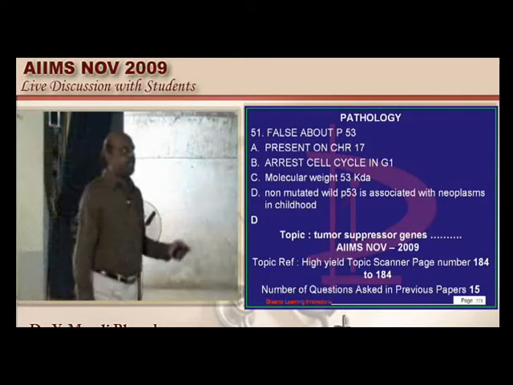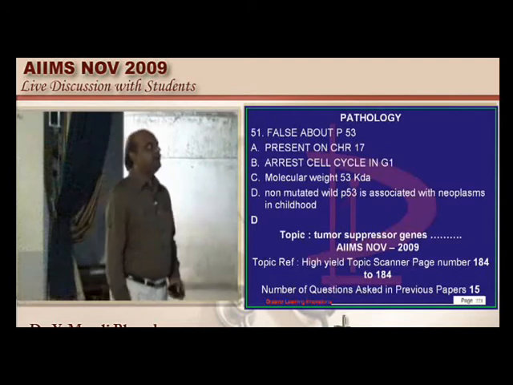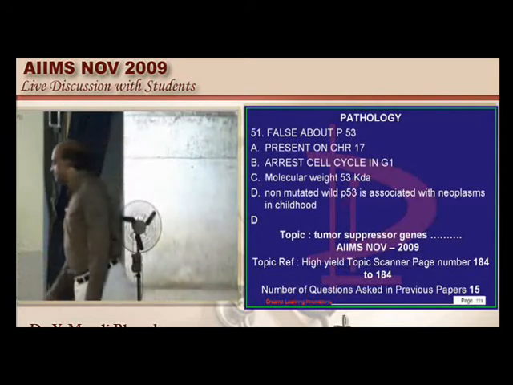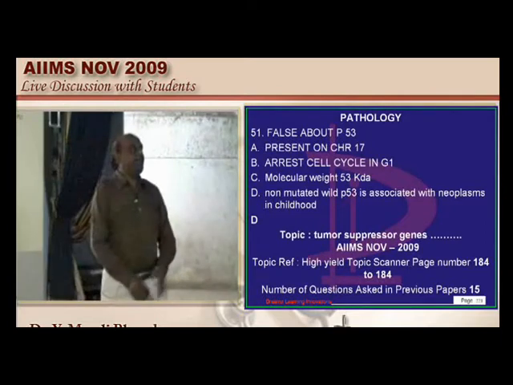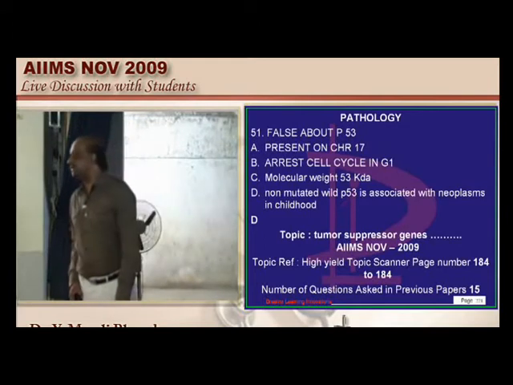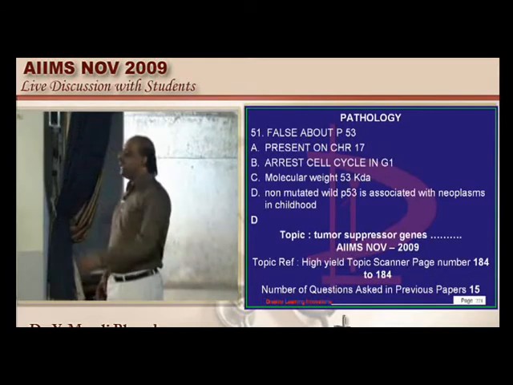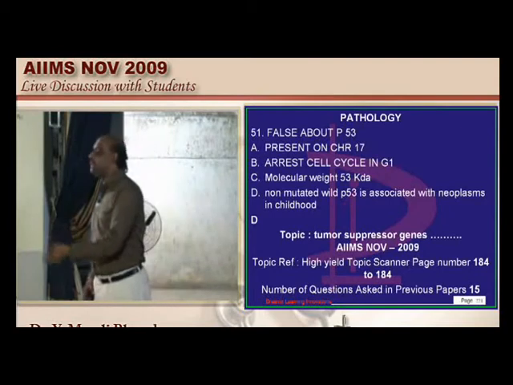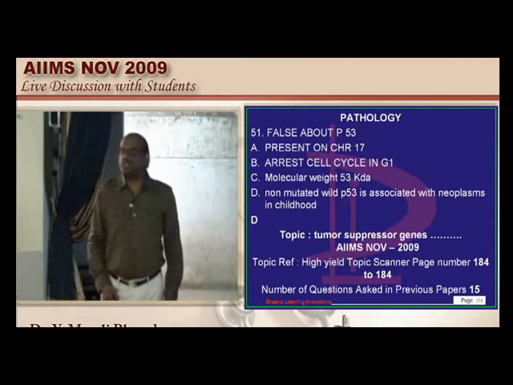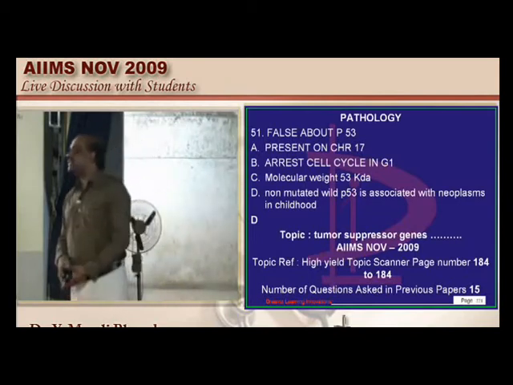Now once more, if you take pathology, top 20 topics, P53 is a commonly asked topic. Now this time the question is very simple. You don't even need to use the brain. Will P53 mutate to form childhood neoplasm or won't it mutate? It is a mutation of the tumor suppressor gene called P53 that leads to malignancy, not a non-mutation.